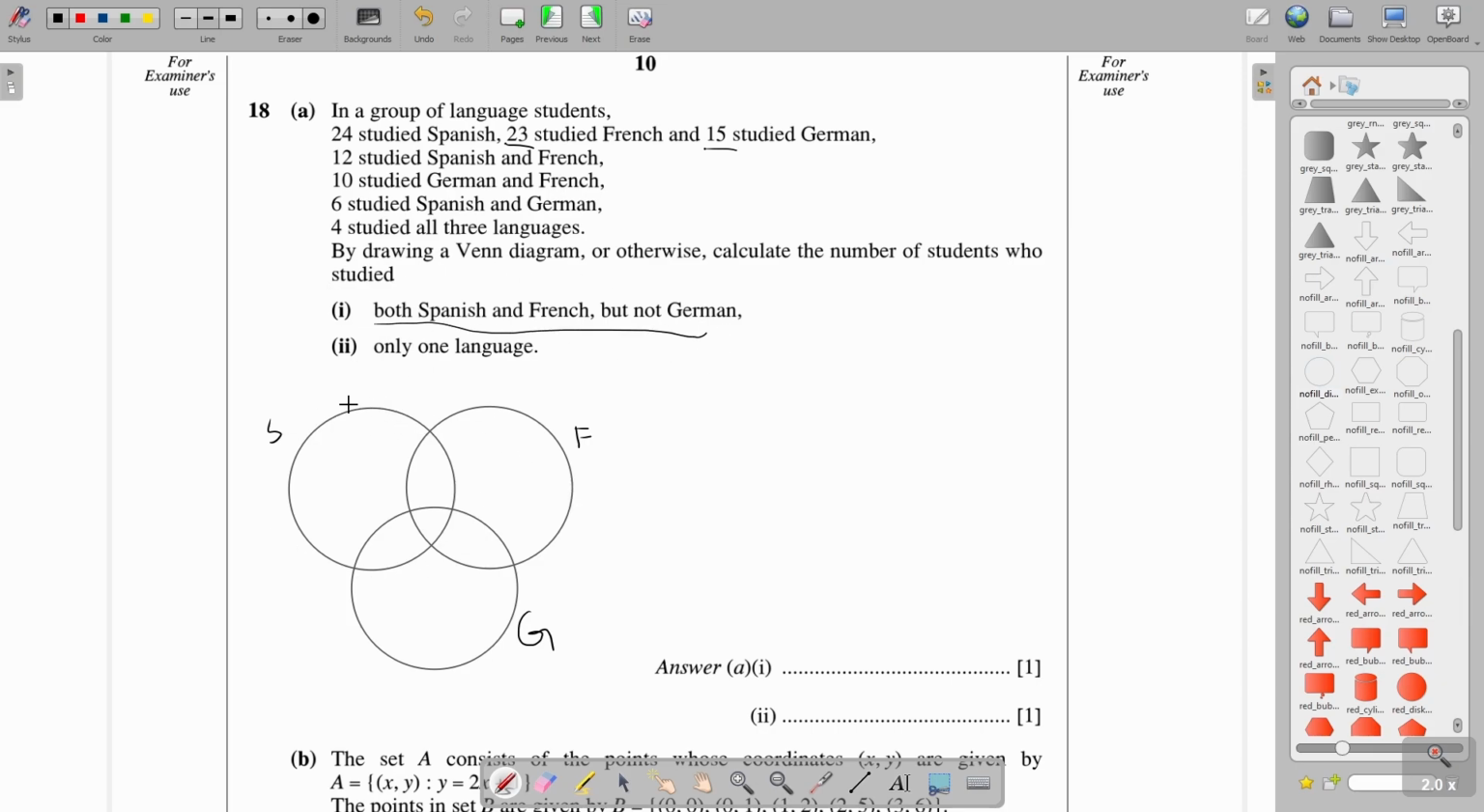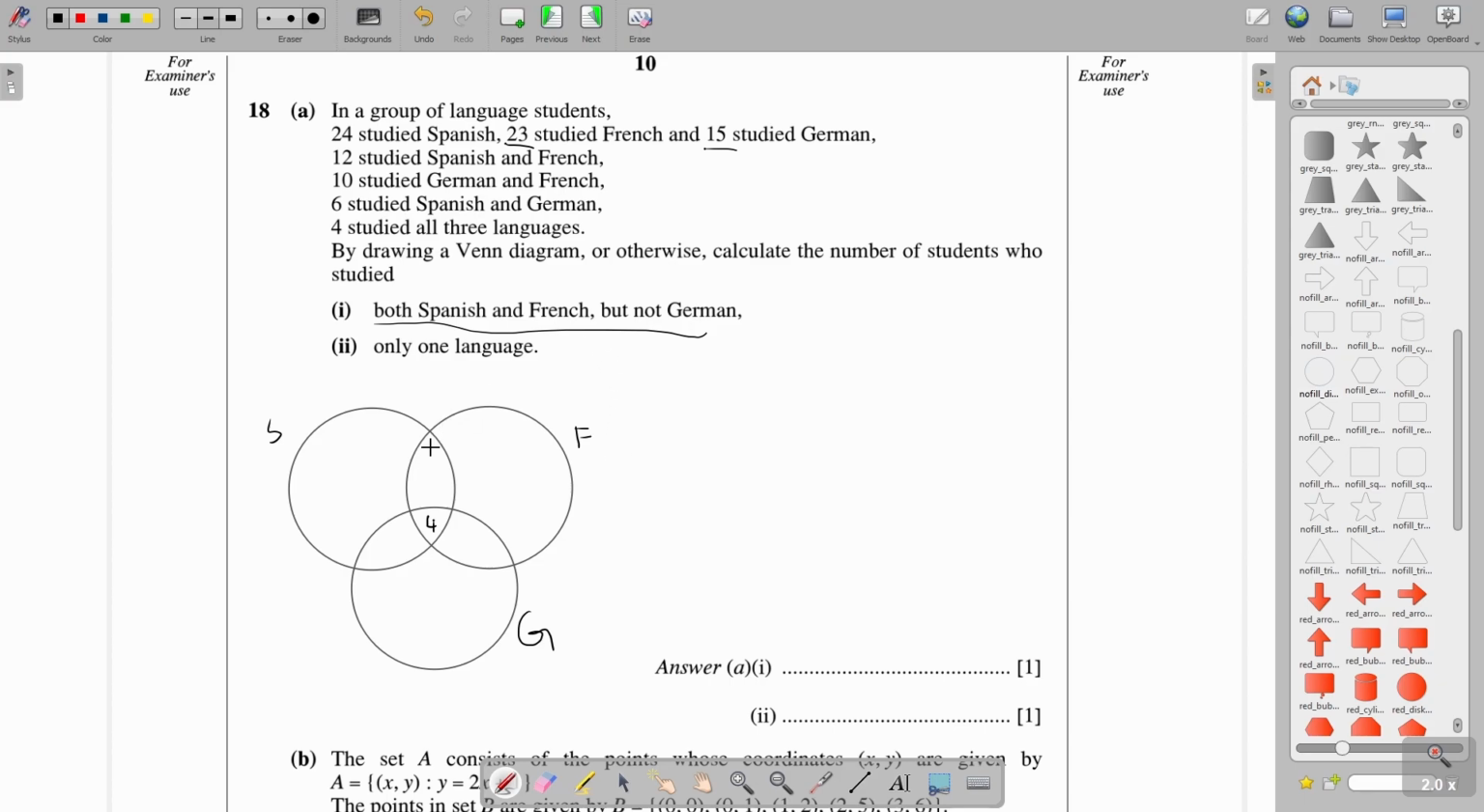So we know this entire circle, everything in here, is going to be 24. This one is going to be 23. This one is going to be 15. 12 studied Spanish and French, and everything inside this little area is going to be 12. German and French, so this one is going to be 10, and then Spanish and German, this one is going to be 6, and then 4 studied all 3 languages, which means this little bit here is going to be 4.